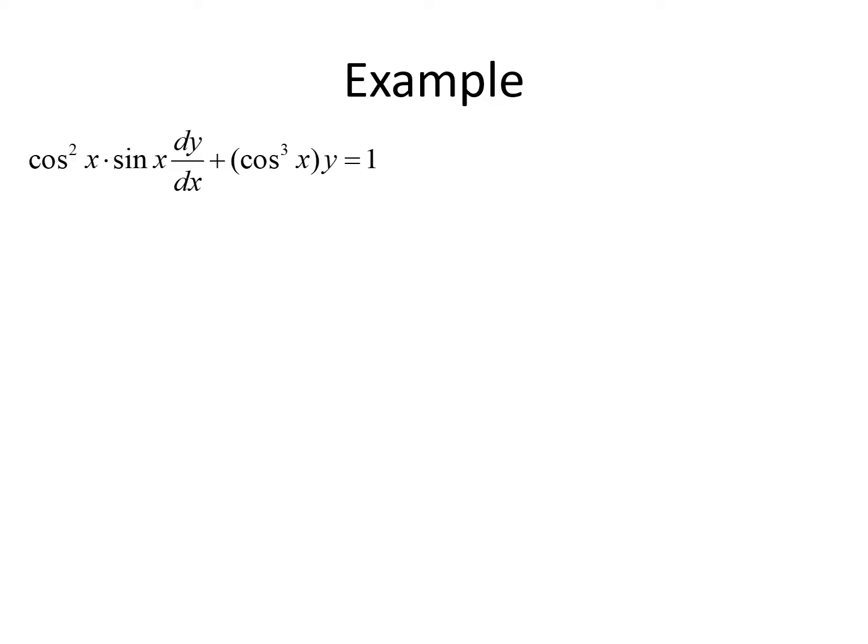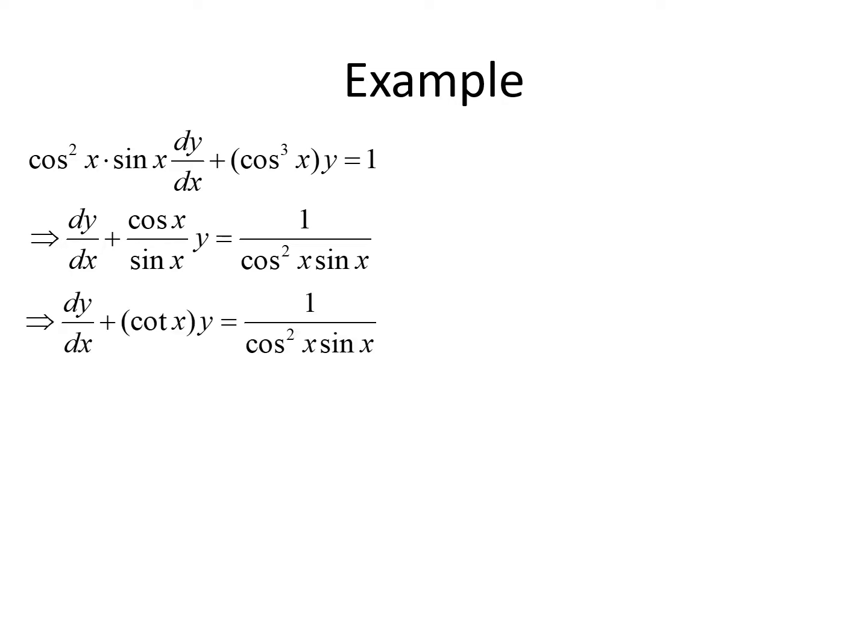Again, the first step that we take when we're solving these first order linear ODEs is we put it in standard form. So we're going to divide everything by that leading coefficient, cosine squared x times the sine of x. That's going to give us dy dx plus cosine x over sine x times y equals 1 over cosine squared x sine x. Now that we have this in standard form, we can rewrite using trig identities. So using the quotient identity, cosine over sine is equal to cotangent. So we get dy dx plus cotangent x y equals 1 over cosine squared x sine x.